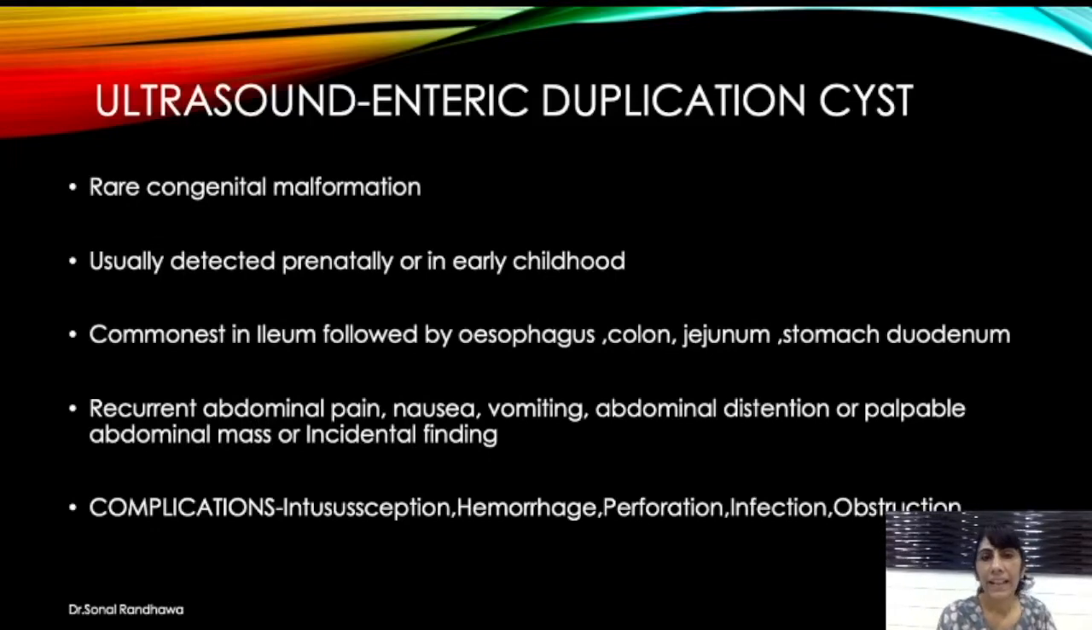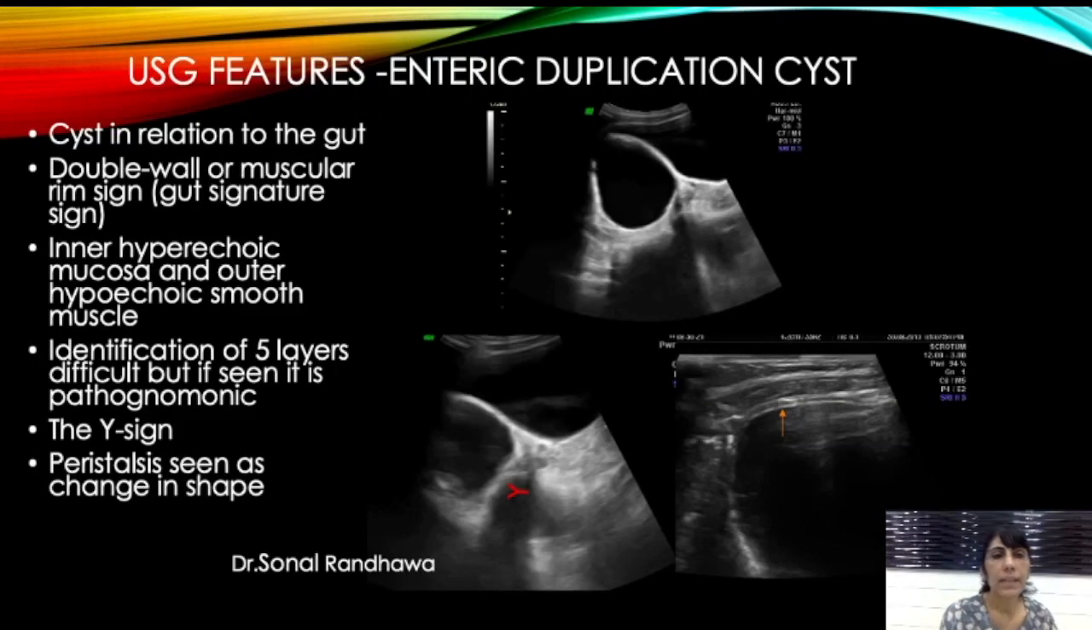Hello everyone. Today's CME is about enteric duplication cyst. This was a case which came to us. It was a male child, a 3-year-old who presented with just recurrent abdominal pain. There was no other symptom.